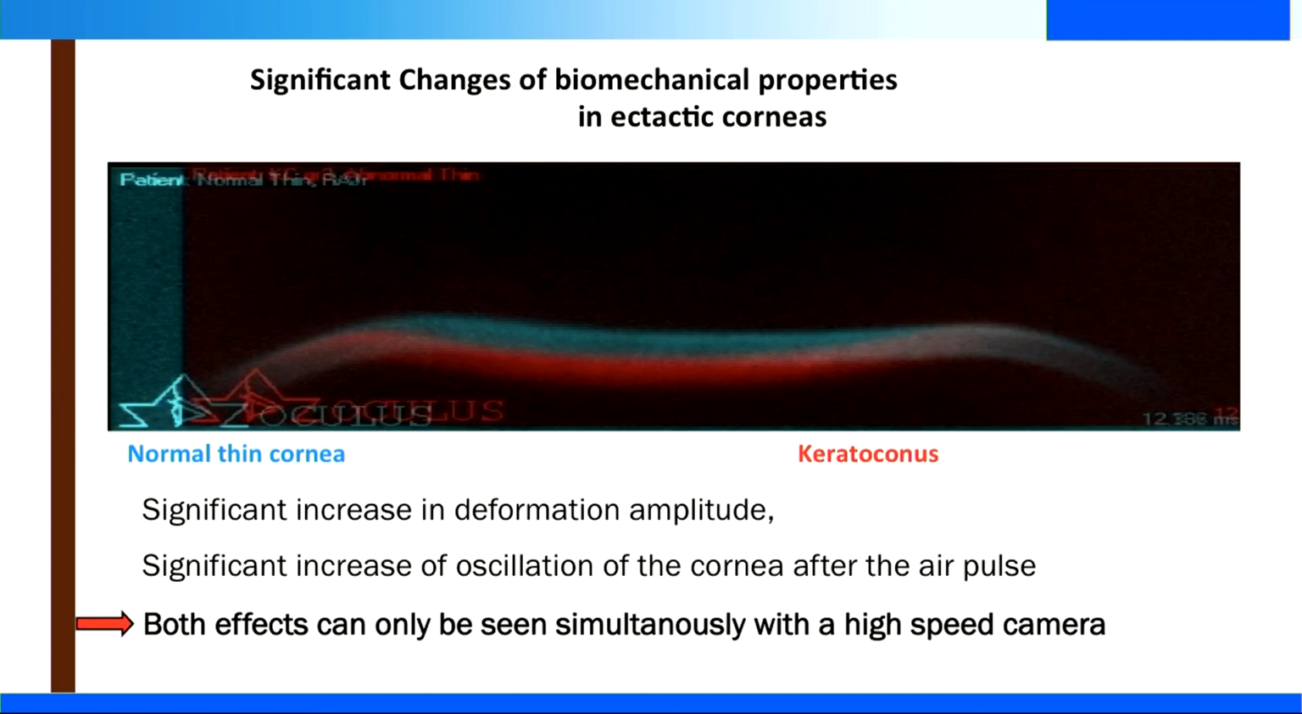So what happens in ectatic corneas? There may be a significant decrease in the deformation amplitude, and a significant increase in oscillation of the cornea after the air pulse. Both effects can be seen simultaneously with a high-speed camera.